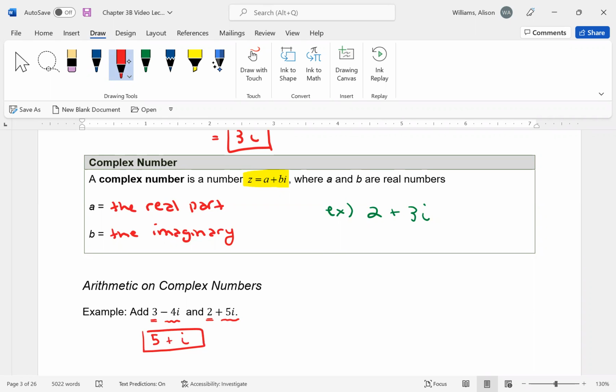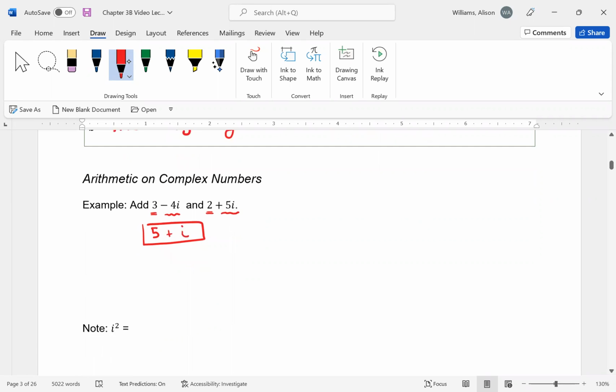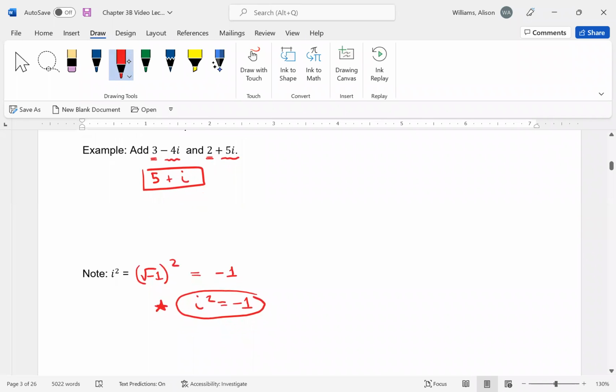It's another complex number with a real part and an imaginary part. Okay, so the only thing we really have to look at is i squared. i squared means I'm taking the square root of -1 and I'm squaring it. And when you square a square root, the square root goes away. So this is just -1. In other words, i squared equals -1. And this is a fact we're going to use when we start looking at more exciting arithmetic with complex numbers.